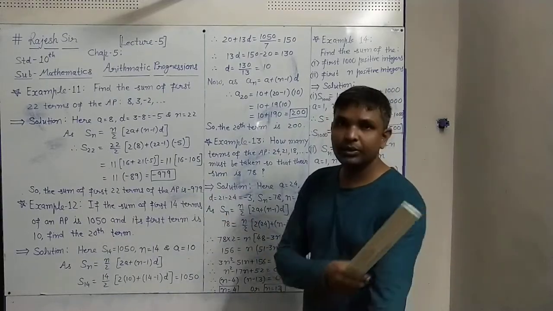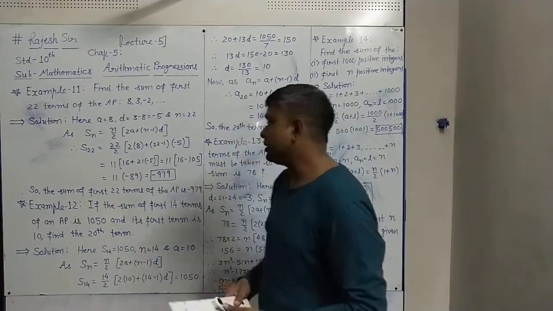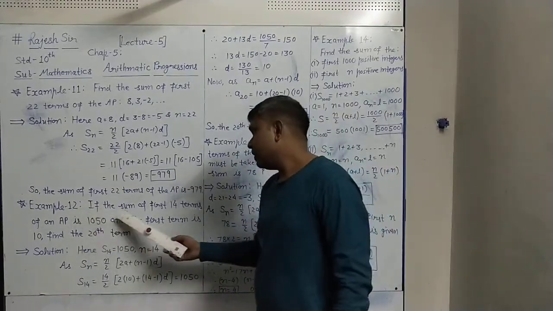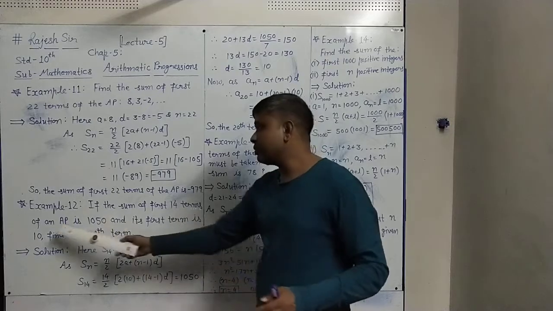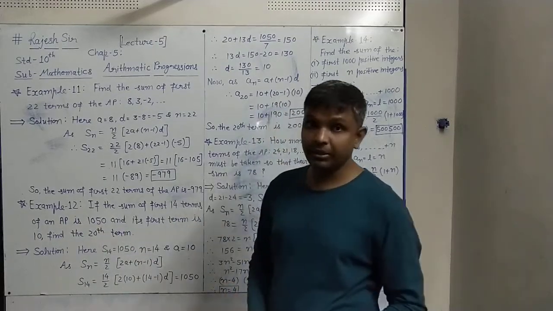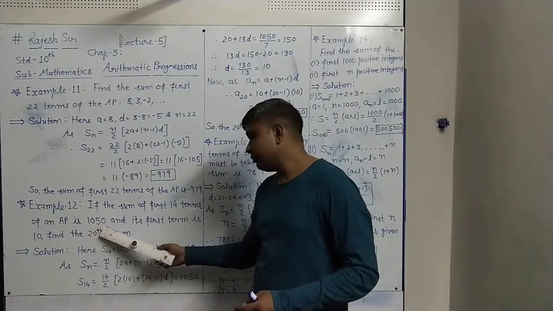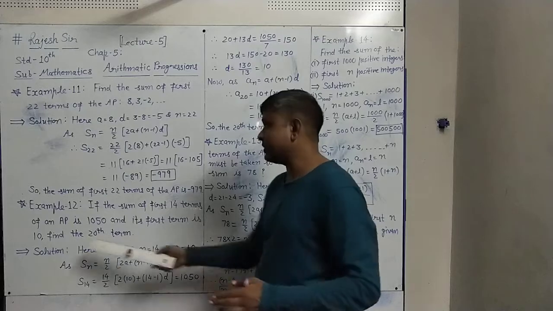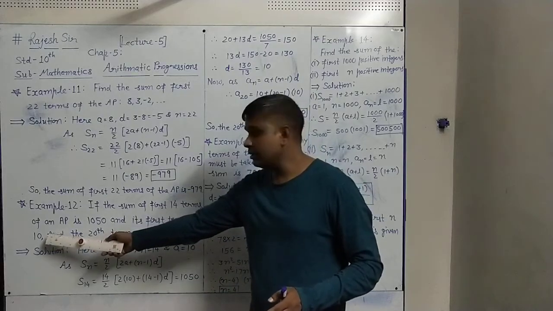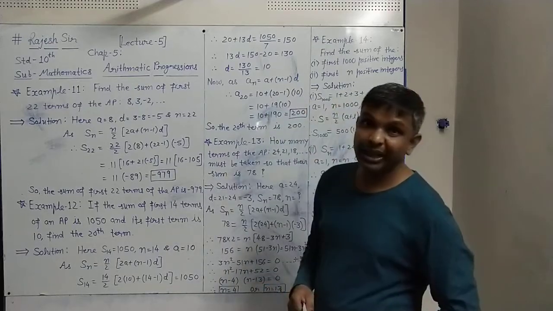So as you have seen, it is very simple. Similarly, another example 12: if the sum of first 14 terms of an AP is 1050 and its first term is 10, find the 20th term. This time the sum of the first 14 terms is given as 1050, and the first term is also given. We need the 20th term.